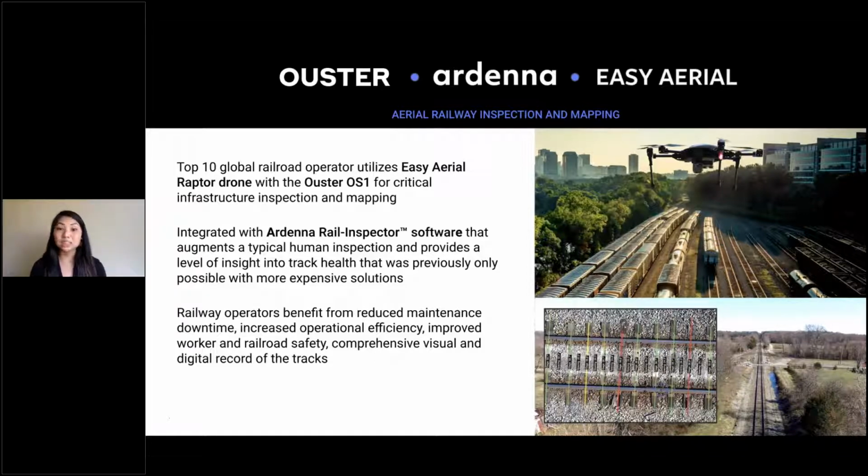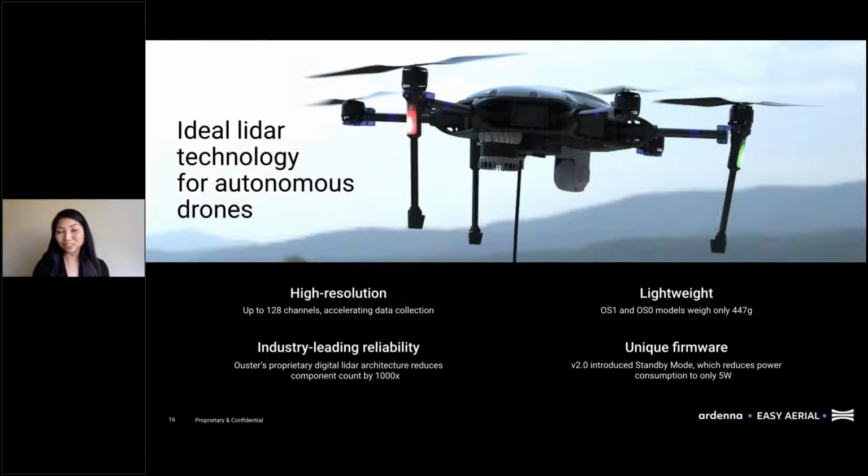Ultimately, this allows operators to provide safer conditions for its workers, provide more accurate results, and save a lot of costs. The OS1 is ideal for drone-based applications for several reasons, as seen on the screen. First, Ouster's high resolution is ideal for precise 3D modeling of complex infrastructure. We're capturing millions of points per second. What this means is operators can survey the same distance in less time compared to other sensor alternatives.